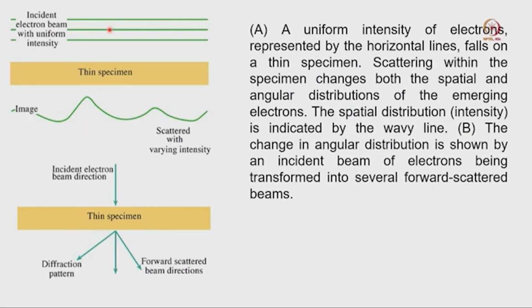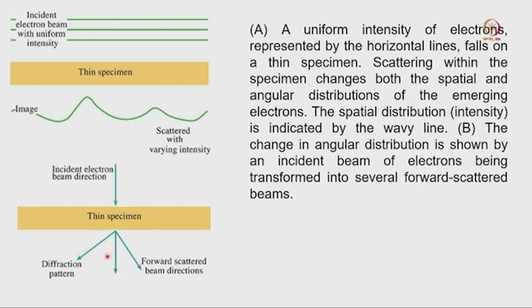So, we are always considering that when an electron beam comes from the electron gun, it will always be a parallel electron beam. That is the incident electron beam, and it should be parallel, with no deviation. When there is a thin sample, it will interact with the thin sample, and then there will be a change in the scattering with varying intensity. Why? That we will discuss more in the next slide.